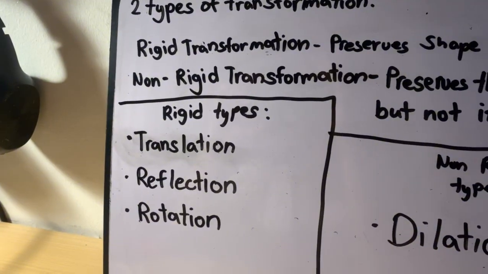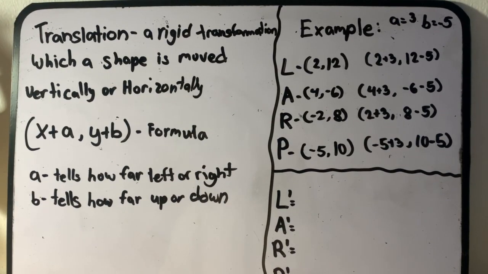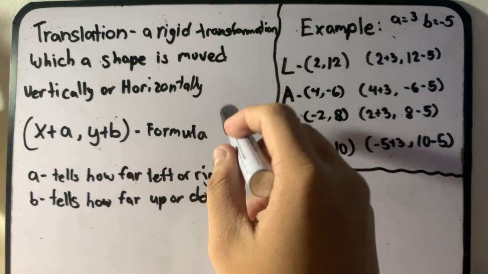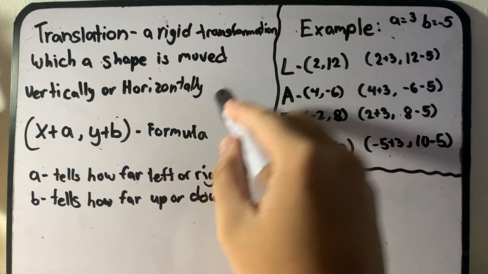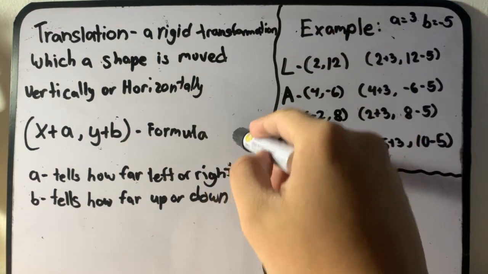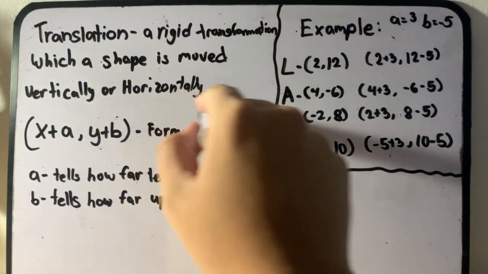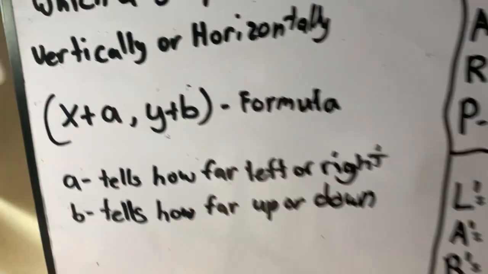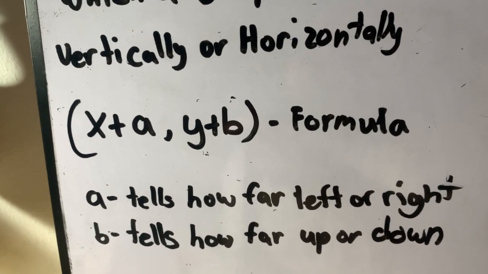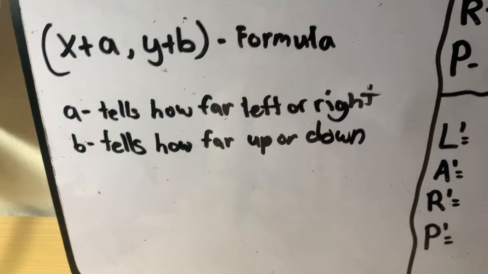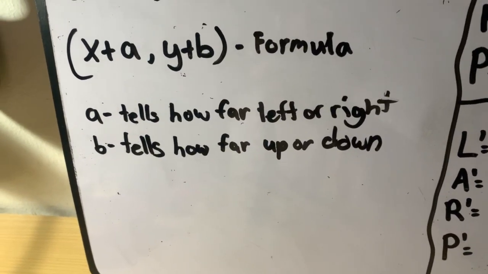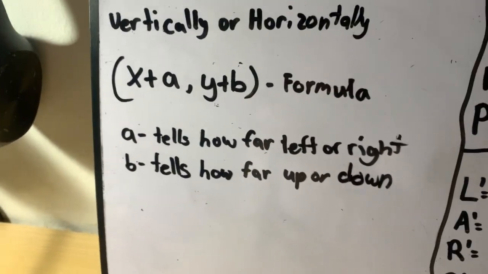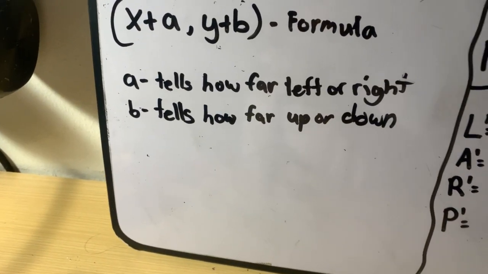Let's start with translation. Translation is a rigid transformation in which a shape is moved vertically or horizontally. For example, imagine a square there. It will either move up, down, left, or right. It's just like moving positions. The formula is x plus a and y plus b. The a tells us how far left or right, so this is used for the x, and b tells us how far up or down.